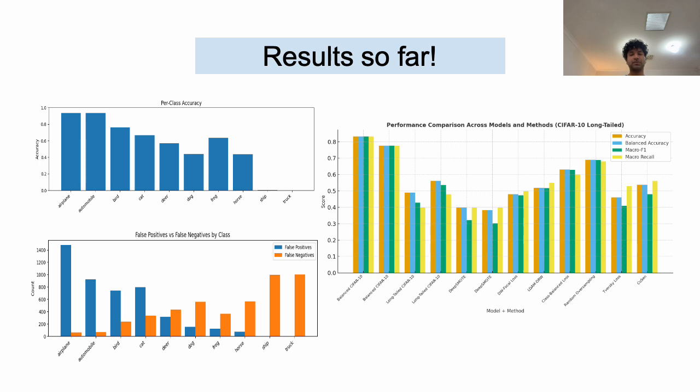So the false positives are skewed to the right. Where the tail classes are, the false positives there are quite low, and false negatives are quite high towards the tail classes, as expected. You could also look at the third plot that is here. It's a comparison between all the models, and we have accuracy, macro F1, and macro recall all tied up together for each of the models.